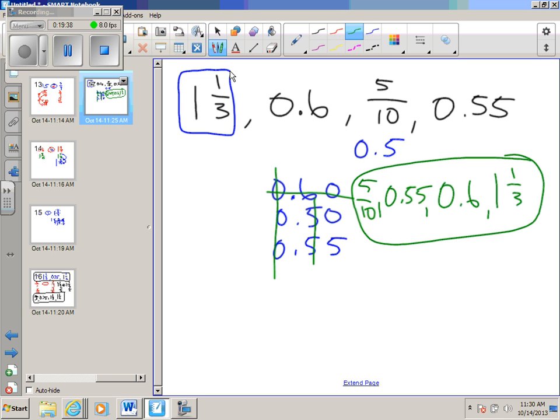This isn't a 5. It's a 50 if you line everything up. Okay? That's not a 6. It's a 60 if you line everything up. Yes?